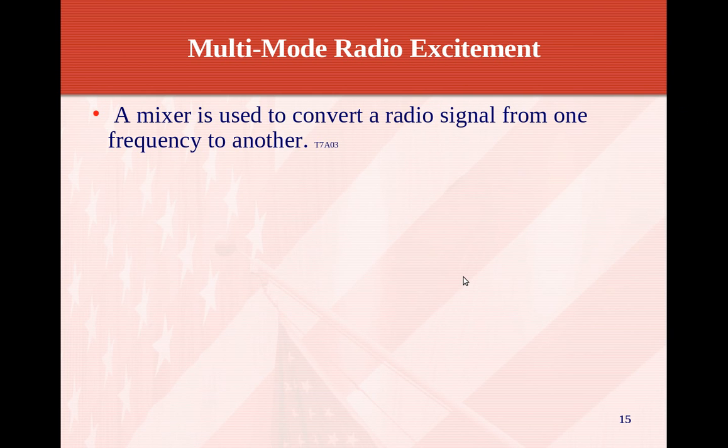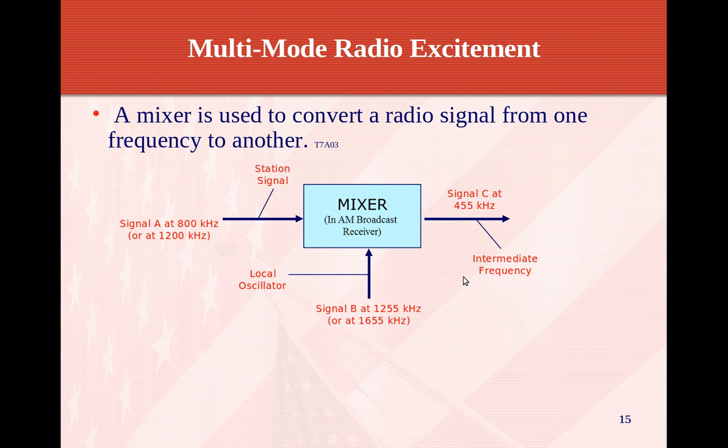A mixer is used to convert a radio signal from one frequency to another. So if we're receiving one frequency and we mix it with another frequency, if we subtract the two, we get the IF, which is the intermediate frequency. This is a block diagram of an AM broadcast receiver mixer. So signal A is at 800 kilohertz. Signal B is at 1255 kilohertz. You mix them together and, if you subtract those two, you get 455 kilohertz out.